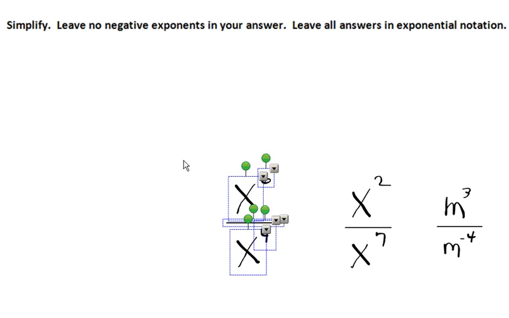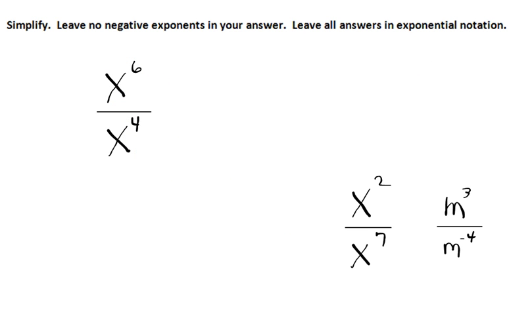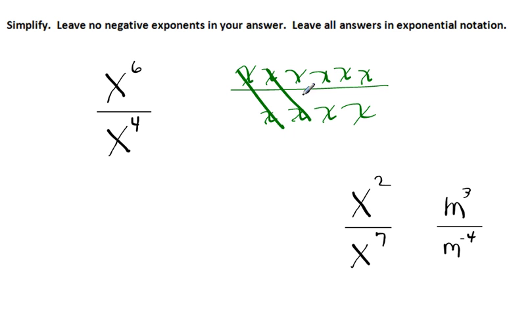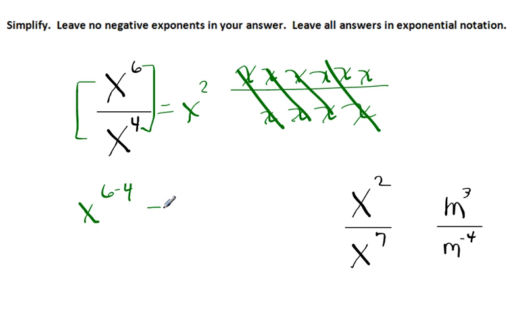I'll just pull these up one by one. X to the sixth over x to the fourth. It's just x squared is the answer. Either visualize this: there's 4 of these on the bottom. Cancel, cancel, cancel, cancel, it's x squared. Or you can use a shortcut. When it's a division problem like this, you simply subtract the powers. So it's x to the 6 minus 4, which is x squared.